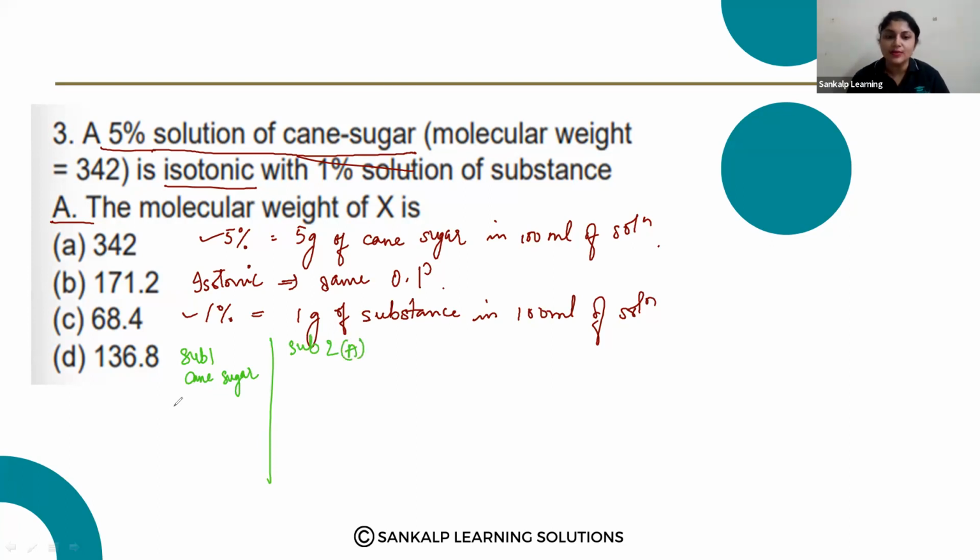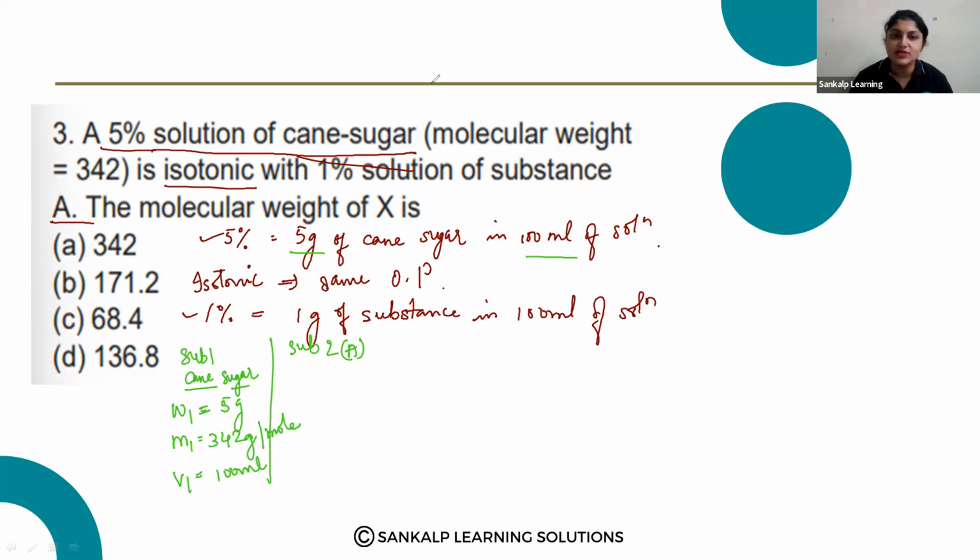Now what is W1? W1 is 5 grams, that is the mass. Then M1 is the molecular weight. The molecular weight of cane sugar is 342 gram per mole. Then what is the volume V1? 5% means 5 grams dissolved in 100 ml, so the volume is 100 ml. These are the given quantities for cane sugar.